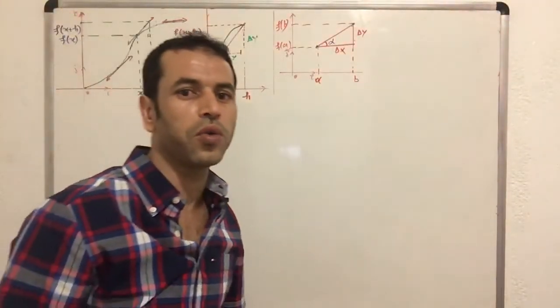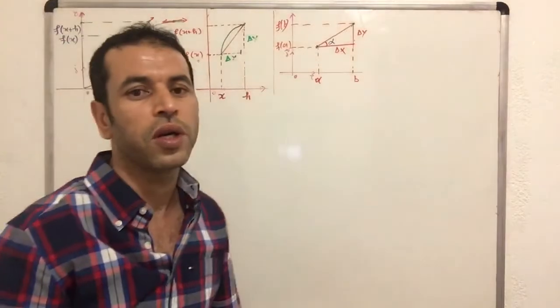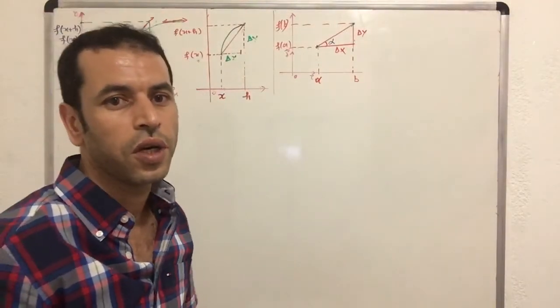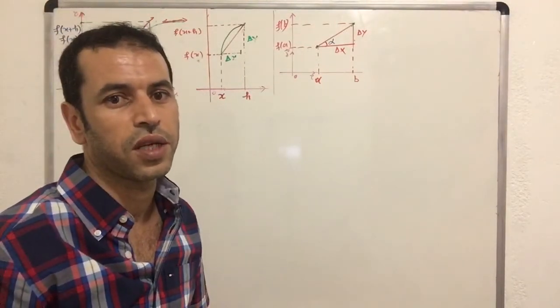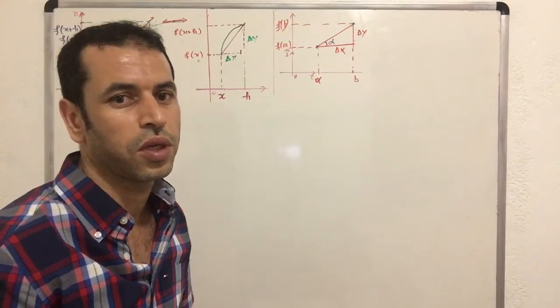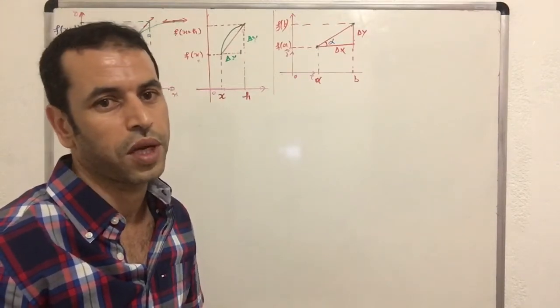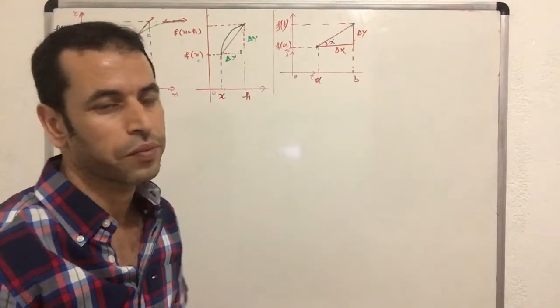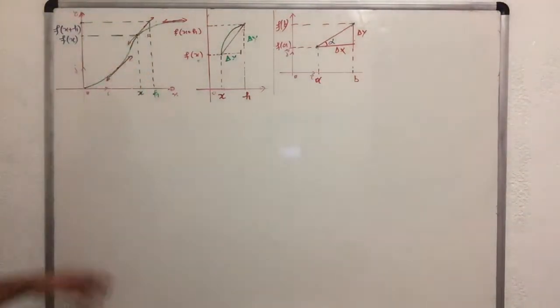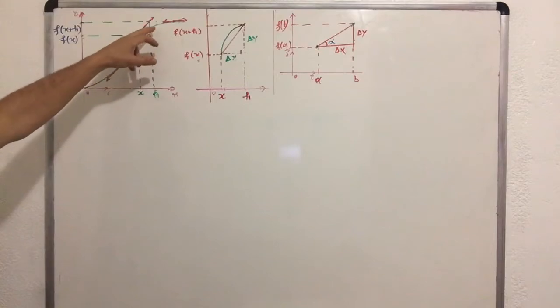Today's video we are going to give a general definition of derivative. Derivative is defined as the instantaneous rate of change or slope at a specific point of a function. Let's move on to see the graph and the tangent slopes.